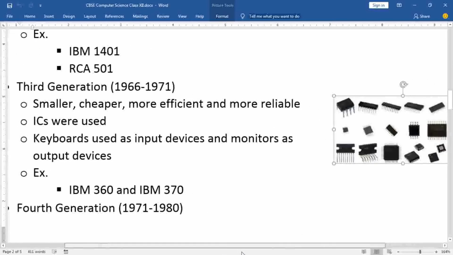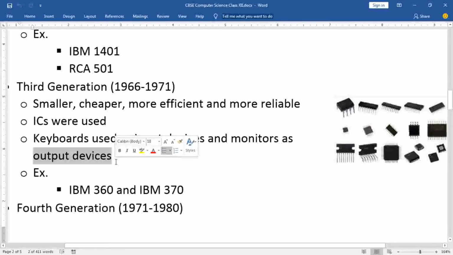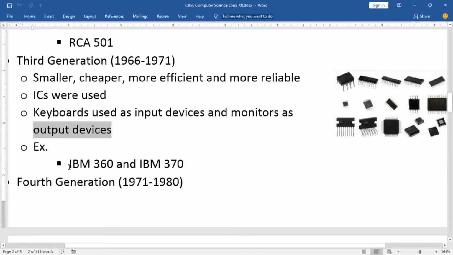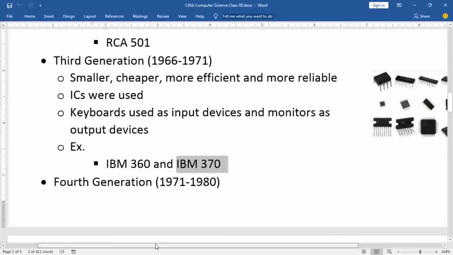From third generation computers, you can see they started using keyboards as input devices and monitors as output devices. So now the computers were made very compact compared to other generations. Examples are IBM 360 and IBM 370. They developed this type of computers, and they were very famous at that time for manufacturing computers.